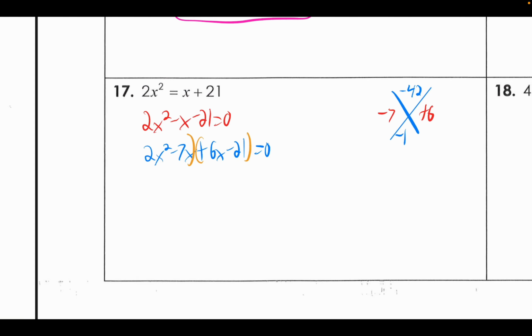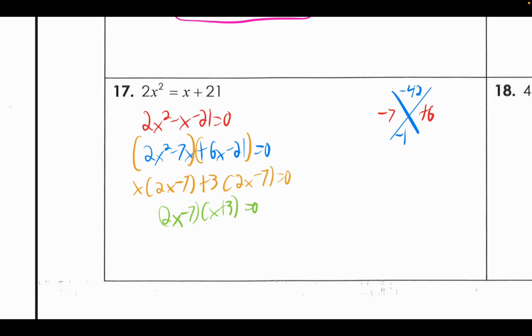Group the first two, group the last two, look for GCFs. The GCF of the first is x, and we're left with 2x minus 7. The GCF of the second is positive 3. Oh, I did my parentheses too early. And we're left with 2x minus 7, the same thing, which is a good sign. So we put the 2x minus 7 in one parentheses, and we put the rest of the numbers in the other parentheses, aka the x plus 3.